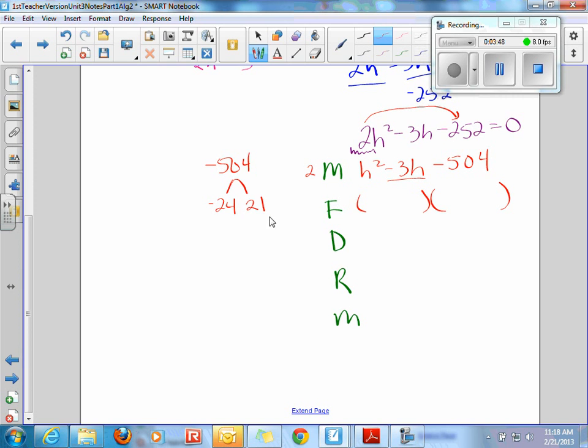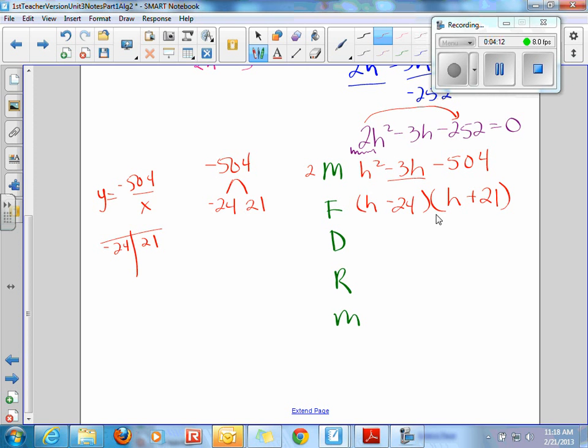We just sort of guess and check on our factors here. If you want to use your calculator, you can do y equals negative 504 divided by x, and then get your table. The table will give you your factors of 504, so look for your whole numbers there. So it's going to be h minus 24 and h plus 21.